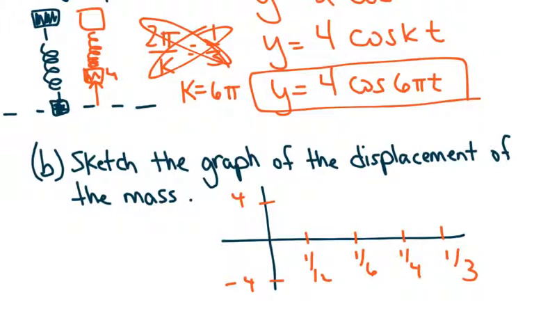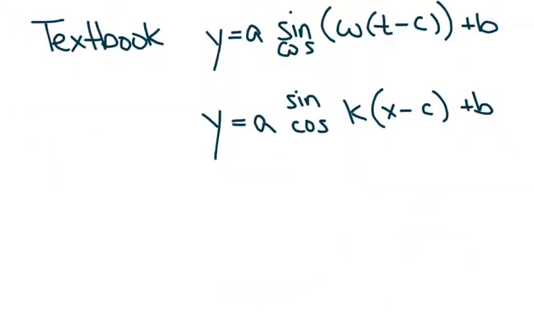Since it is a cosine graph, it's going to start and end its period at the maximum. In the middle, it'll hit its minimum. In between those, it'll hit the midline. And so one period of the graph looks like this.